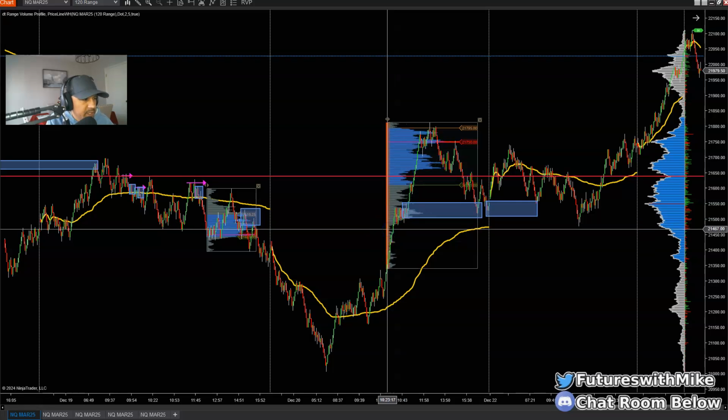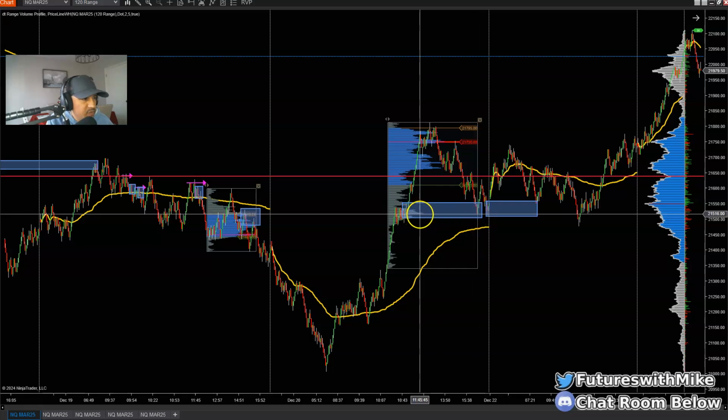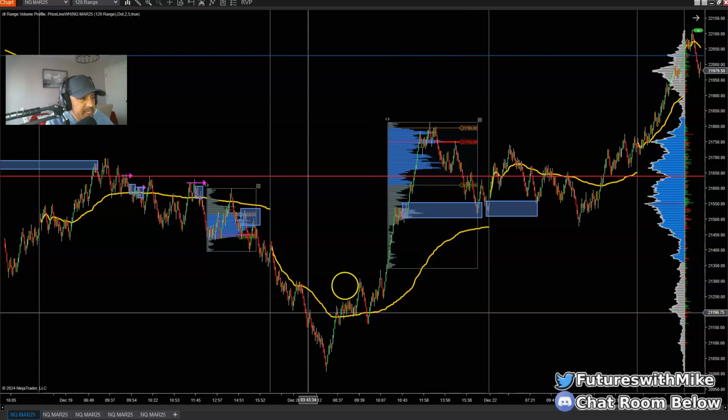Okay, so let's do this. All right. And then it comes down. As you can see here, it slightly breaks a little bit below this peak of this volume area here. And that's what I like to see. If we're breaking or close to a high volume area and kind of breaking right below it, the market likes to reject areas and snatch back to the upside.